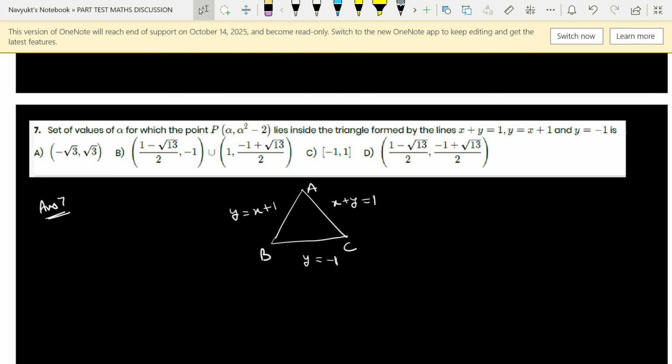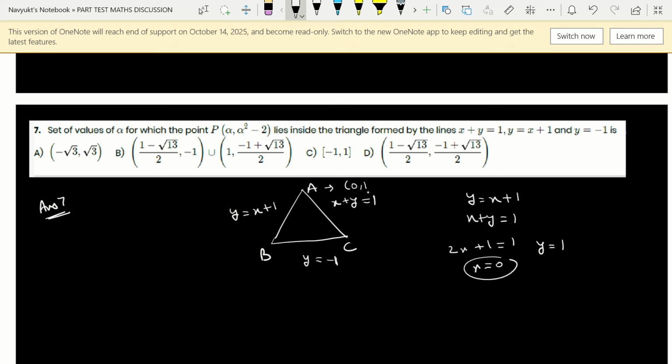First of all, we'll find the A, B, C points, the intersection points. It is very easy to find. You can solve y equals to x plus 1 along with x plus y equals to 1. Put y as x plus 1 here, you get 2x plus 1 equals to 1, you get x equals to 0. Put x equal to 0 here, you'll get y as 1. So your A point comes out as 0, comma 1. What would your B point be? Y is -1, put -1 here, which gives me -1 equals to x plus 1. So the value of x is -2. So this is nothing but -2, comma -1.